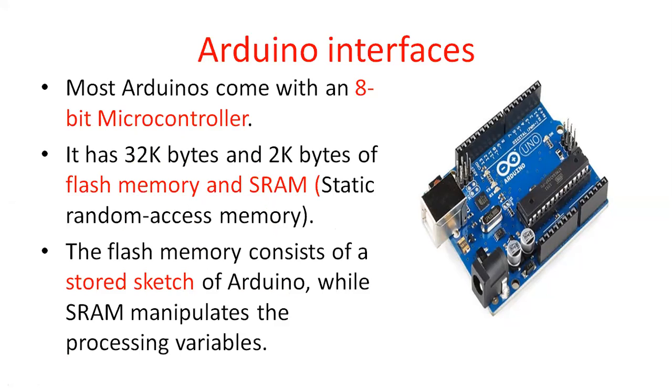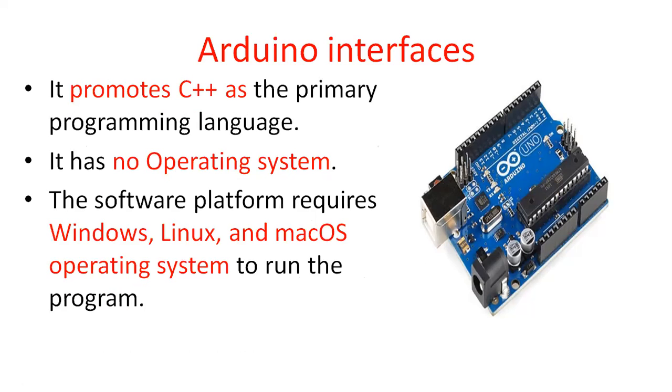That means you are defining different variables, and in order to process those variables, you are using this memory. This is some information regarding the Arduino code. The Arduino promotes C++ as the primary programming language. Here you are using C++ as the primary programming language. It does not have any operating system. That means the software requires either a Windows, Linux, or Mac OS operating system to run the programs. If you come to the Raspberry Pi, the Raspberry Pi has a separate slot for the operating system.